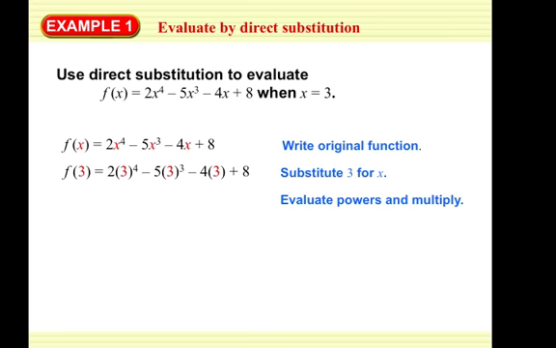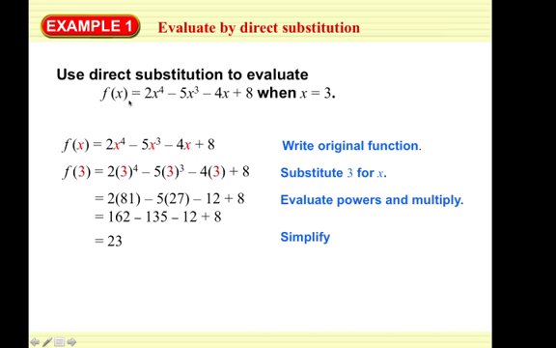All right, we do want to evaluate the powers and then multiply. So 3 to the fourth is 81. 3 cubed is 27. Plain old 3 is just 3. So 2 times 81 is 162. And then minus 5 times 27 is 135. And then 4 times 3 is 12, so we've got a minus 12, and then plus 8. We just want to add and subtract as called for there, and we end up with 23. So f of 3 is 23. The function f in this problem, when you plug in 3 for x, is equal to 23. If we were looking at ordered pairs, the ordered pair (3, 23) would be on this function.